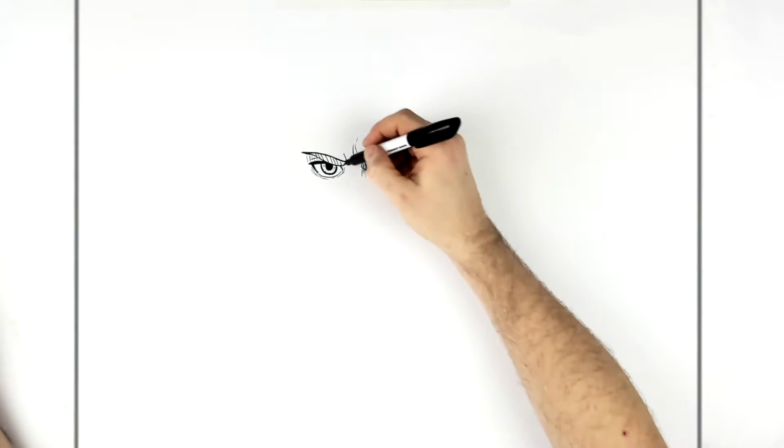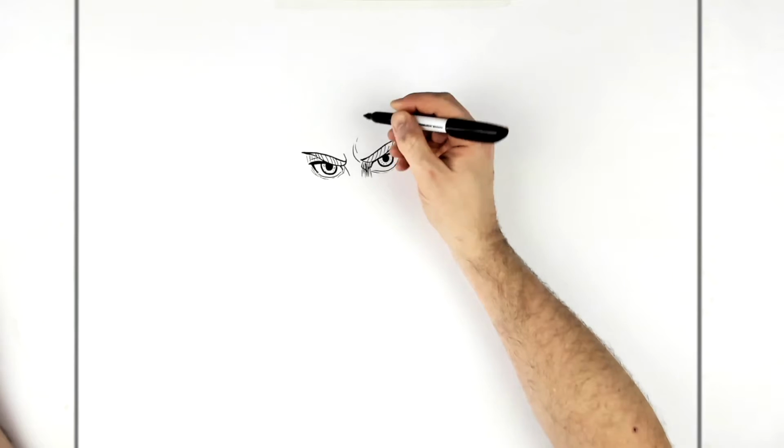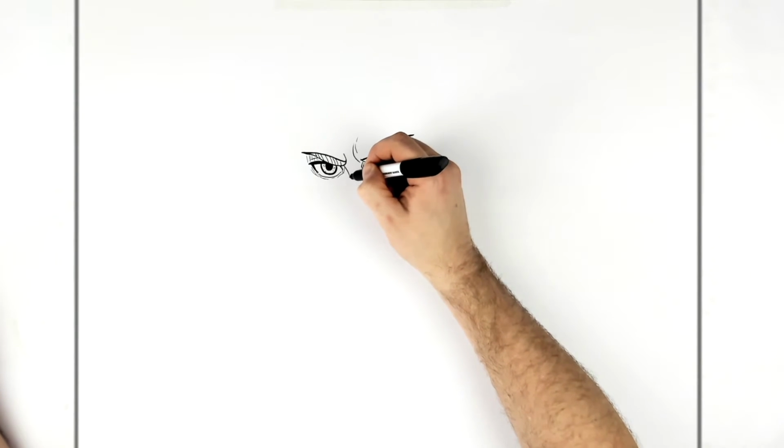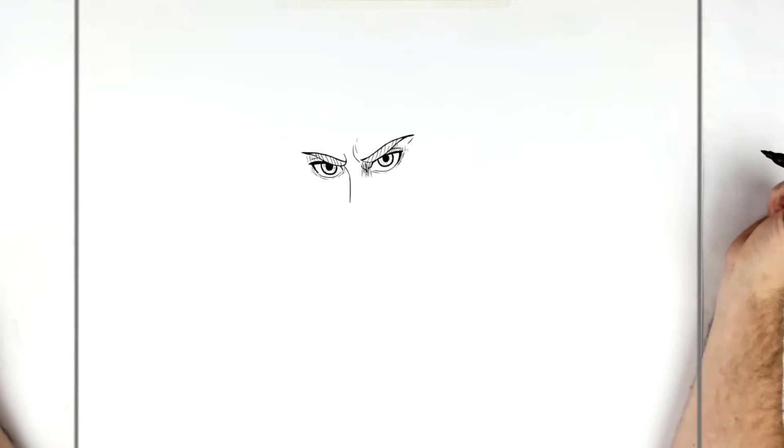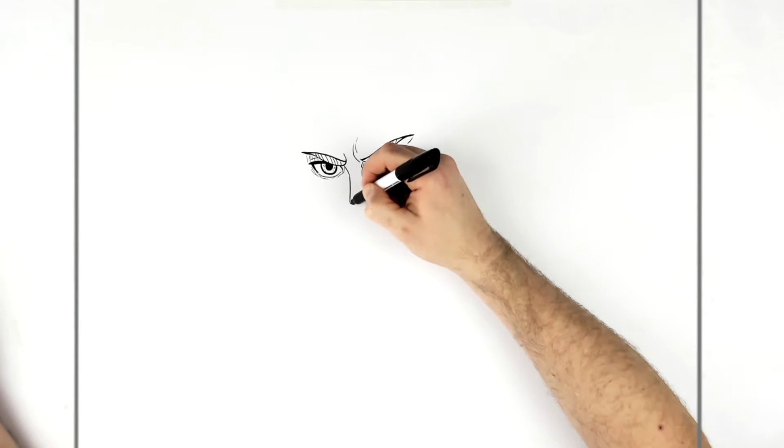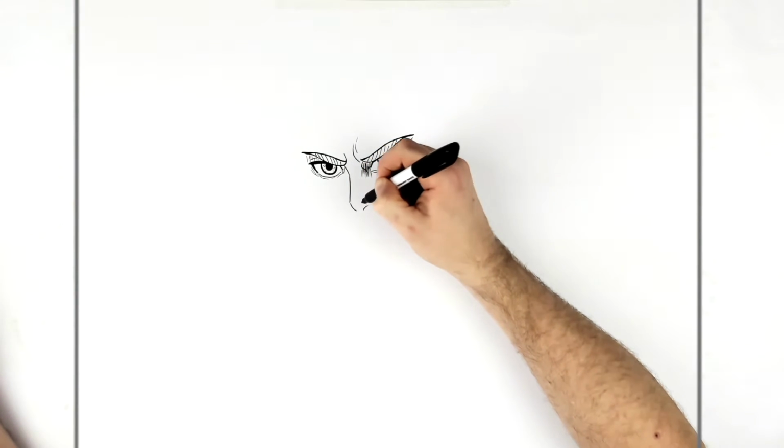Like so. Then his nose, so we just go down here, coming down from the left eye down to there, curves around the tip of his nose, and then we have a nostril just there on the side.